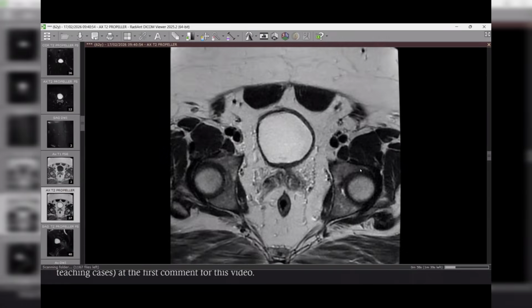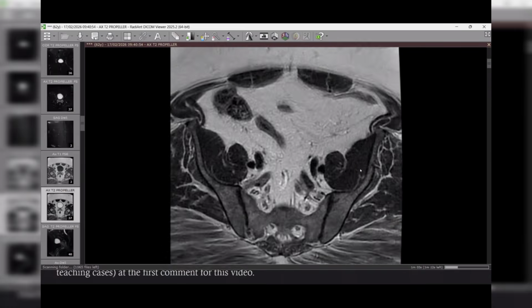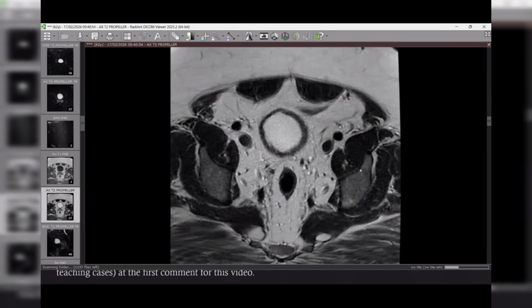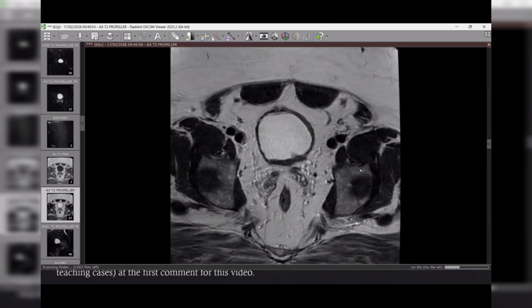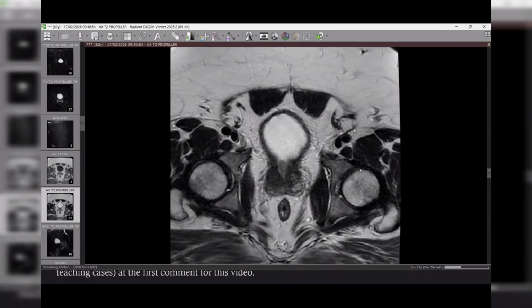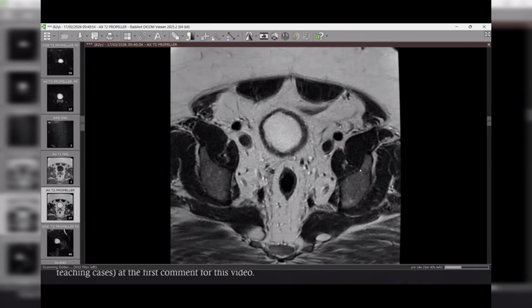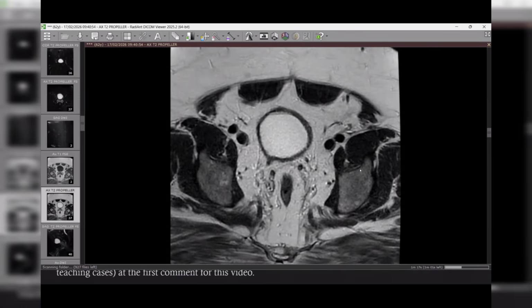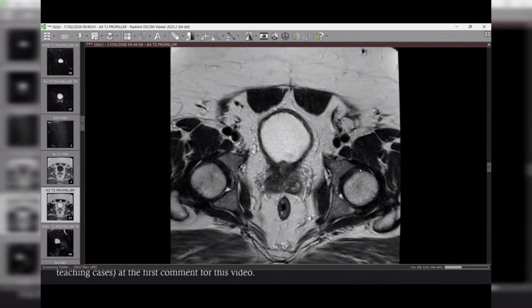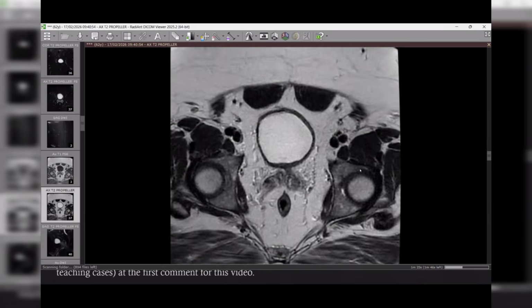This is the MRI pelvis T2 images of a male patient who presented with pelvic pain. Here I can appreciate that the bladder is showing mild smooth wall thickening. However, I cannot appreciate any mass or irregularity along the bladder wall.